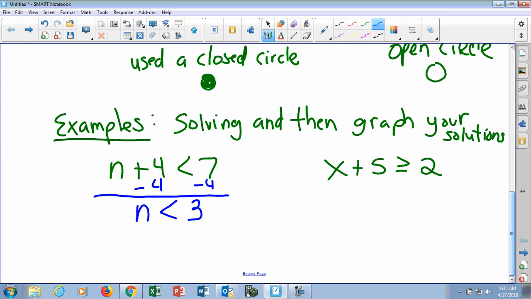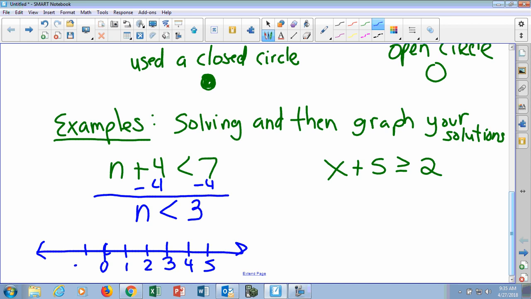Now again, there's lots of numbers that are smaller than 3, right? So what we're going to do is draw a number line. All right, here's 3. And I'm just going to draw a few numbers to the right and a few numbers to the left. Okay, there's my number line. So the answer was 3, right? And when we have just greater than or less than, we use the open circle, right? So I'm going to go to 3, and I'm going to draw an open circle. That means we can't include the point 3, right? Because if I were to plug a 3 in for n, is 3 less than 3? No, it's equal to. Now, every point that's smaller than 3 is a possible answer, right?